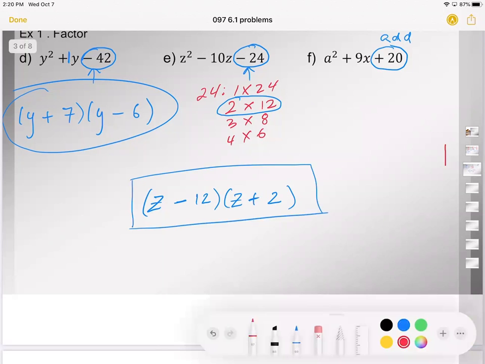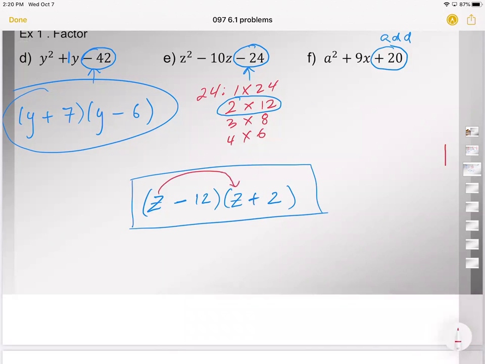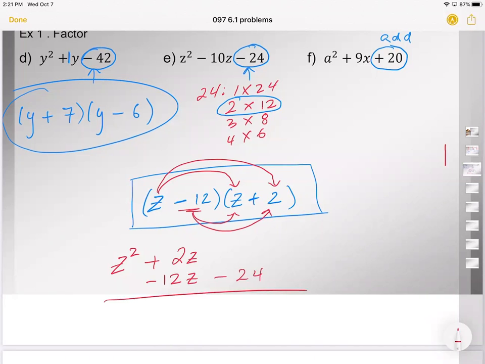If you try to check your answer, you can see that z times z is z squared. Z times 2 gives me 2z, and a -12 times z gives me a -12z, and a -12 times 2 gives me a -24. And as you can see, we bring down my z squared. What is a positive and a negative z? Well, if they have the same sign, we add. In this case, they have opposite signs, so we subtract and keep the sign of the larger number. The larger number is the 12, so I subtract to give me 10. And the 12 has a negative, so I keep a -10.